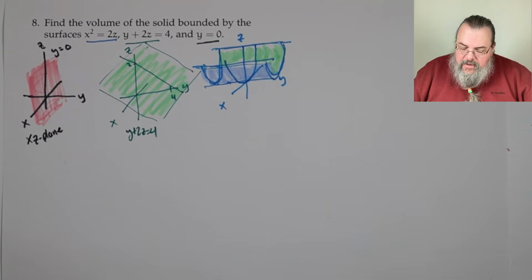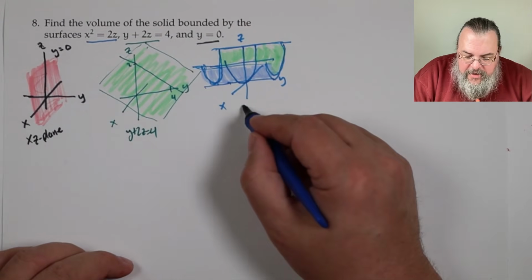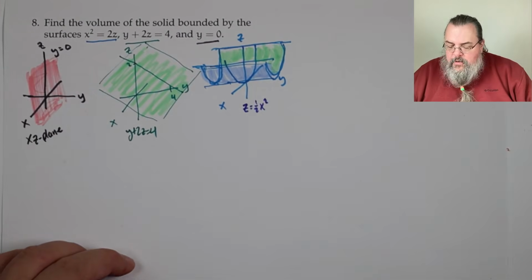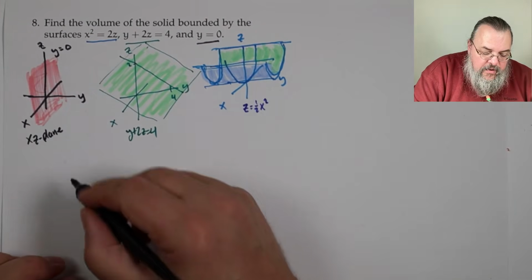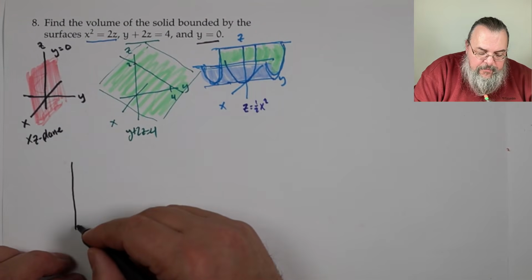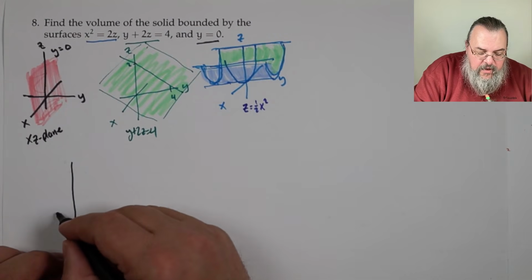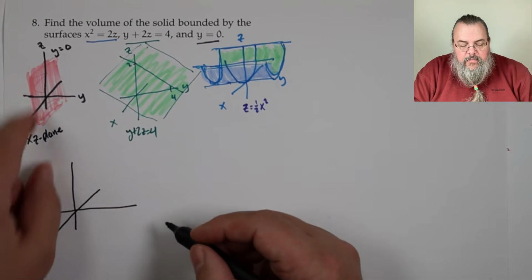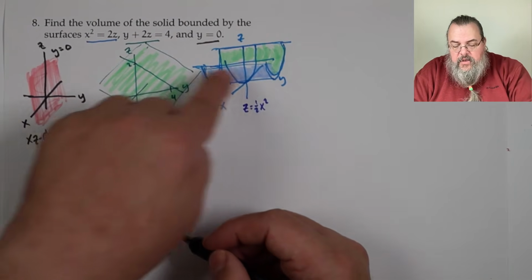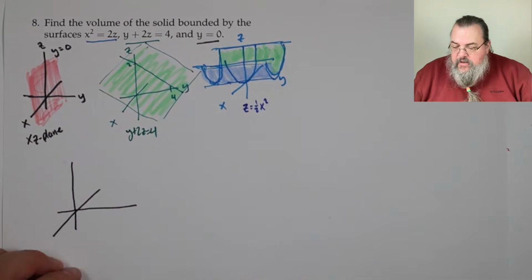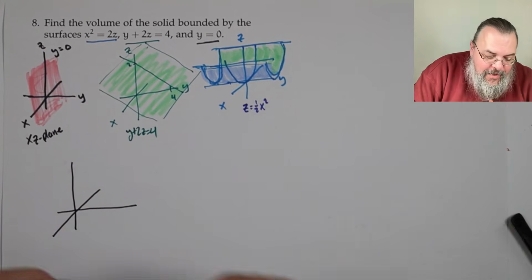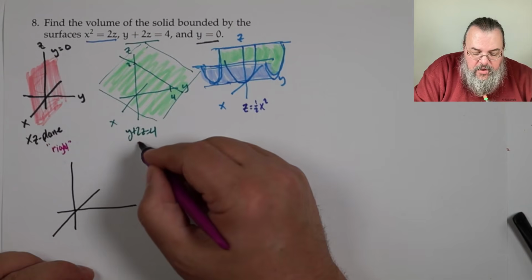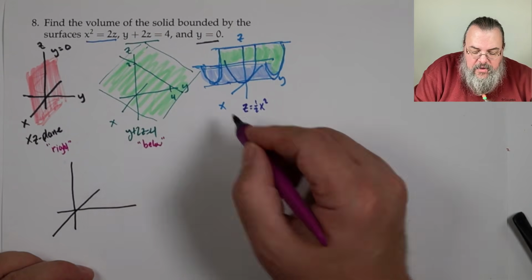All right, let me catch up. I forgot to write down z equals a half x squared. So let's put this all together and say, what do we really have here? I said we want to be to the right, below, and above. Let me mark this here. We want to be right, below, and above.